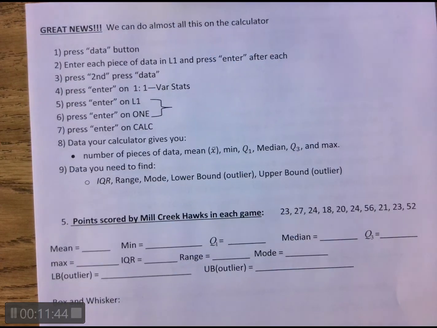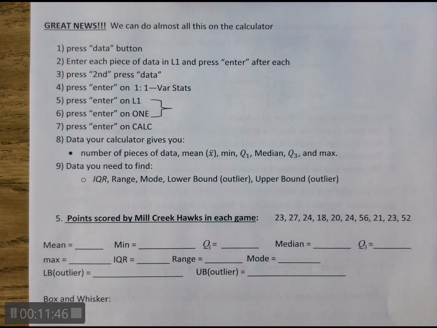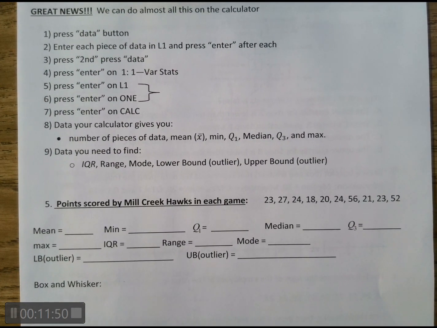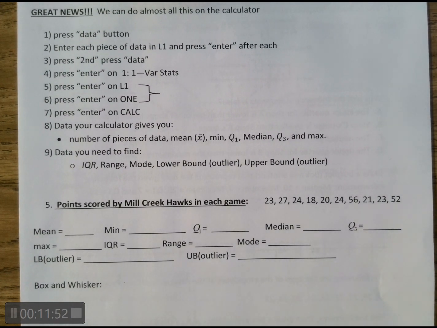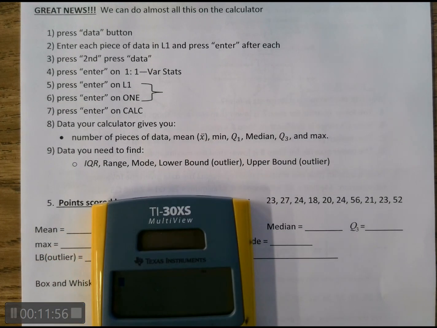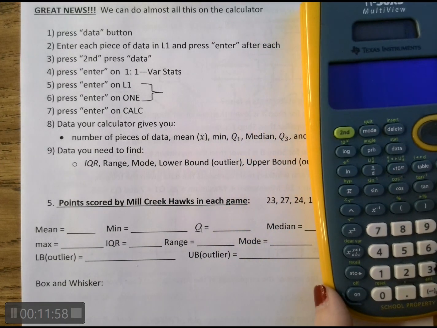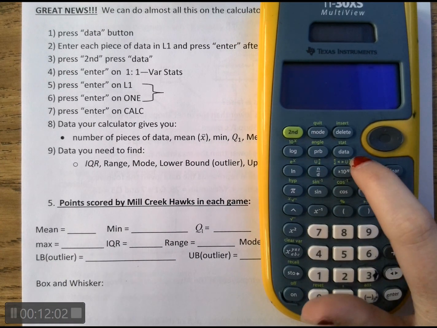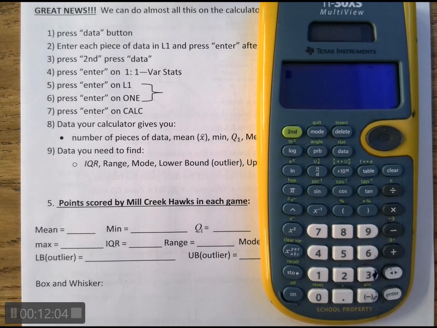All right, so I have very good news for you. We can do almost all of this in our calculator, okay? So we're going to take a look at number 5 while I show you these steps in our calculator. So the very first thing that we are going to do is press our data button. Our data button is right here. It's right under delete. So you're going to press data.